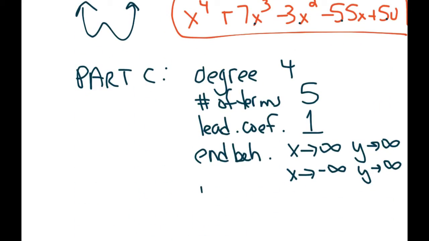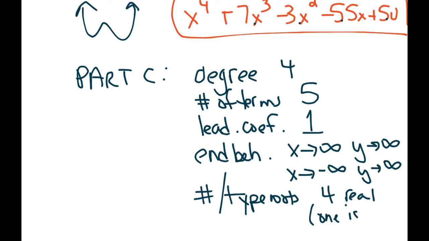So the number and type of roots, it's going to be 4 real roots. It's just that one is a multiplicity of 2. You don't really have to say that. You could just say 4 real roots. That is the review for the Chapter 5, Unit 2A test.